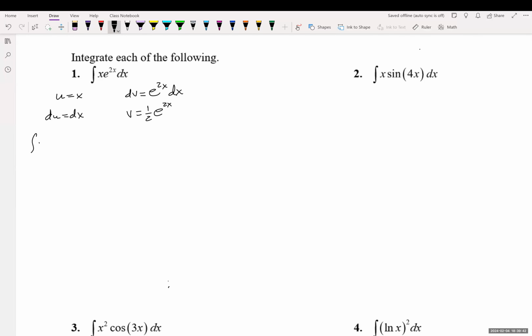So our integral x e to the 2x dx is equal to, we multiply across here, u times v, that's going to be 1/2 x e to the 2x minus the integral of v du. So we're going to get our 1/2 e to the 2x dx like that. And now we just need to integrate 1/2 e to the 2x dx. We have the 1/2 out here. The antiderivative of e to the 2x is going to be e to the 2x, but then we're also going to need another half here, and of course a plus c.